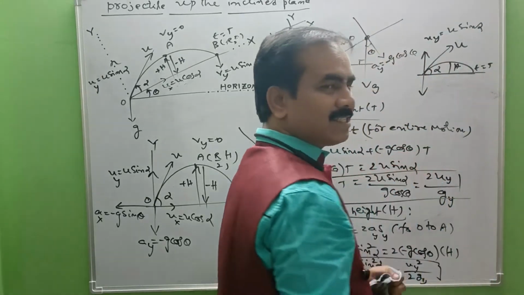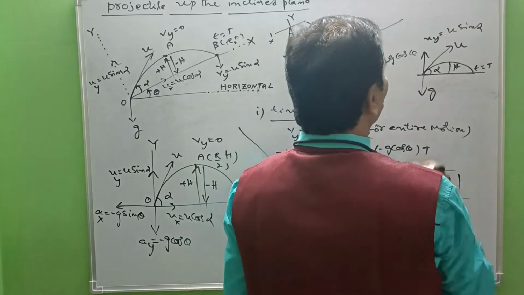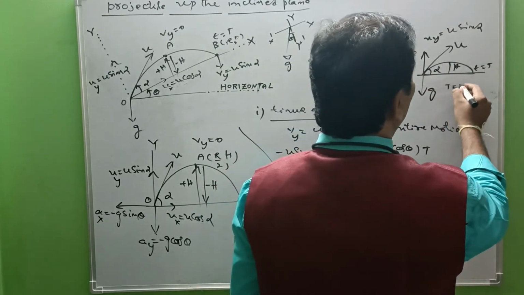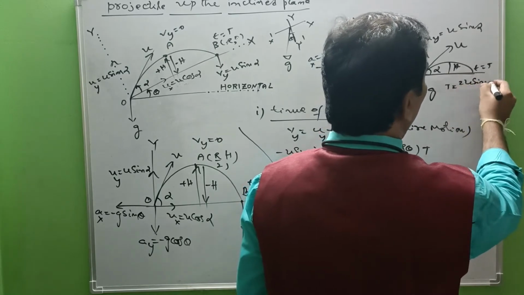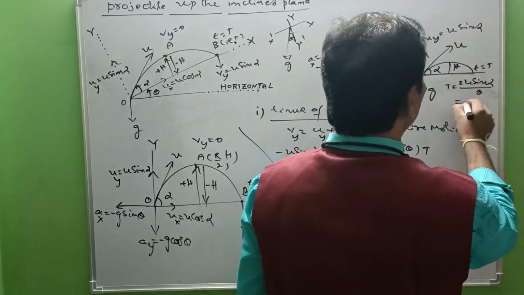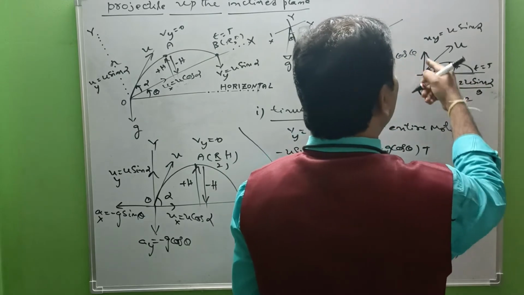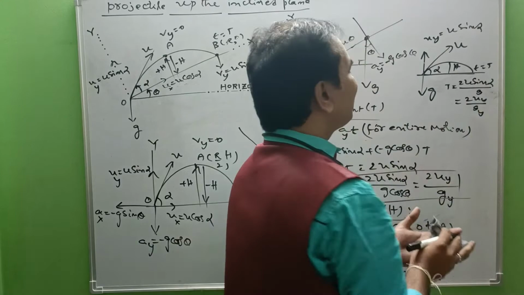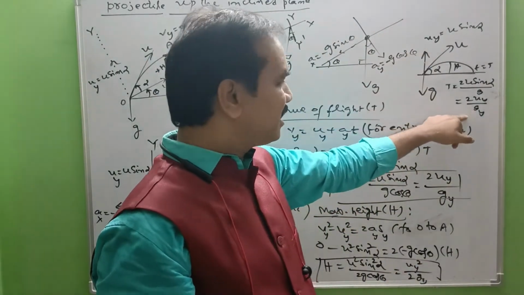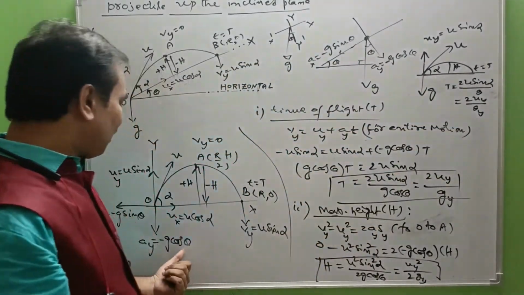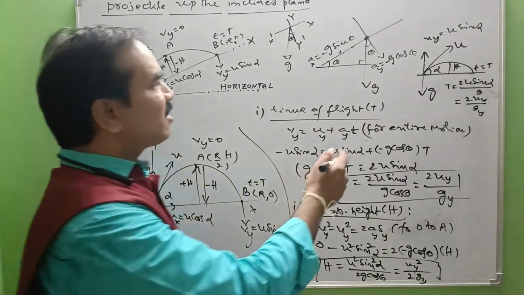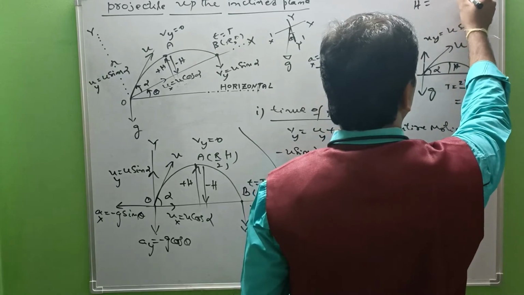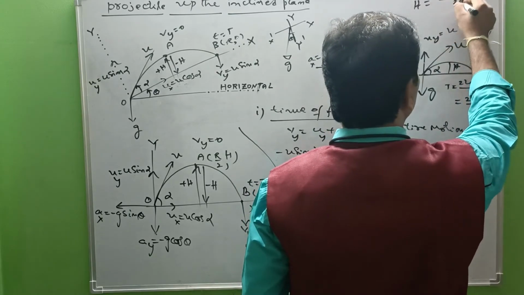Along the negative axis, what is the acceleration here? g1, right? So therefore, time of flight equals 2u sin alpha by g only. I'm generalizing: that is 2 into uy divided by gy, the acceleration along the y-axis. Here it is gy only, but here it is g cos theta. In case of maximum height, h equals u square sin square alpha by 2g1.